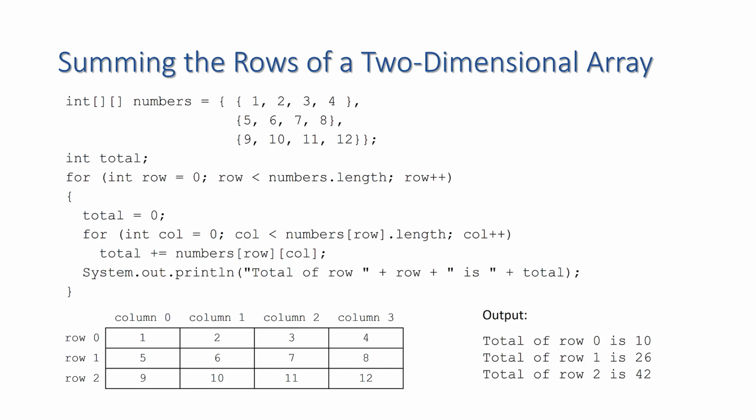So for the first iteration of the row loop, total is set to 0 and the inside loop completes all of its iterations. Then total of row 0 is 10 is output, which is the sum of all of the elements in row 0. The outside loop moves to the next row, which is 1, and then the inside loop sums up all of the elements in row 1. After the inside loop completes, the total of the row is output. So when row is 1, total of row 1 is 26 is output. And likewise, when row is 2, total of row 2 is 42 is output.